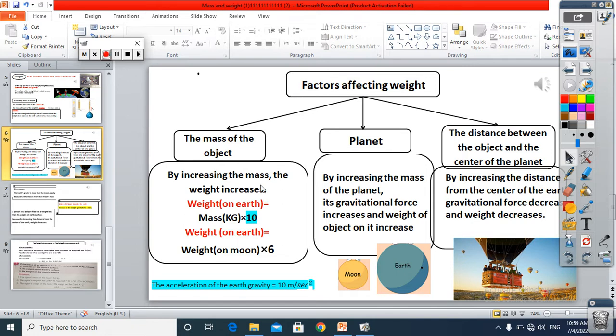This mathematical relation is: weight on earth equals mass in kilogram by 10. So we can measure the weight of large objects by mathematical relation. We can't measure it by spring scale because spring scale can measure the weight of small objects only, not the weight of large objects. We will answer the problem to measure the weight of very large objects.